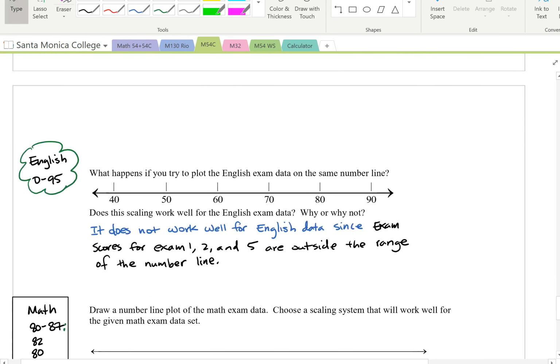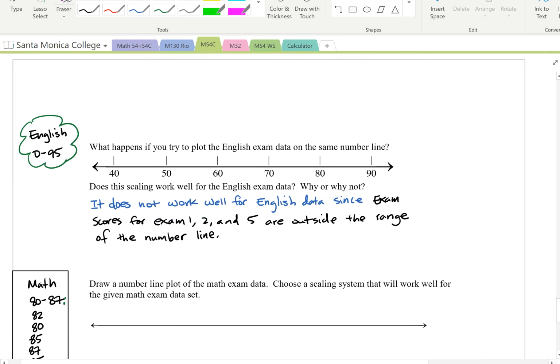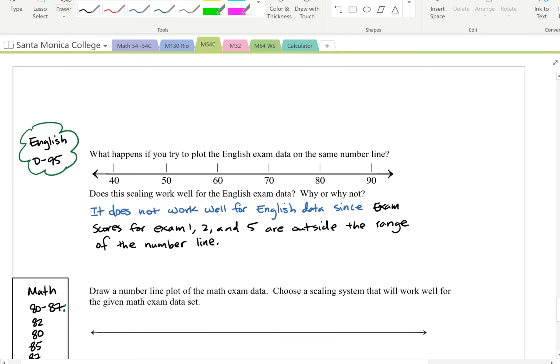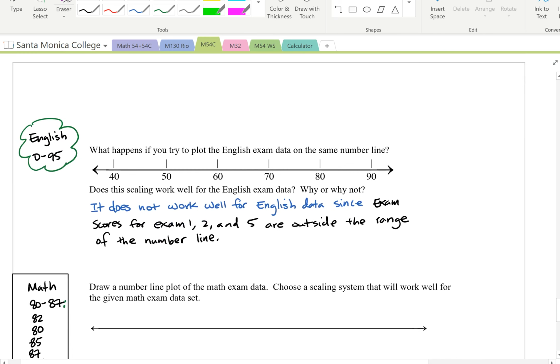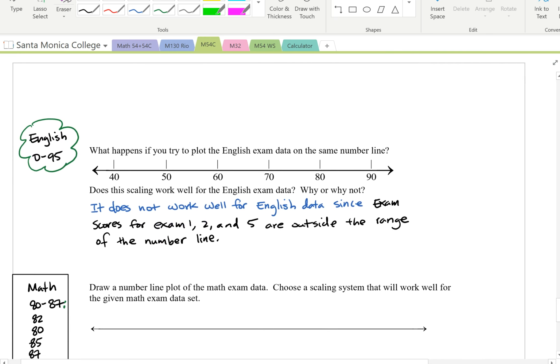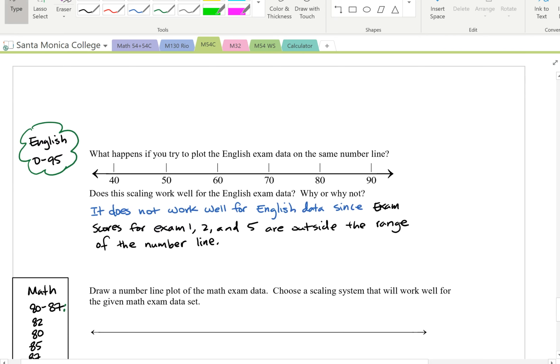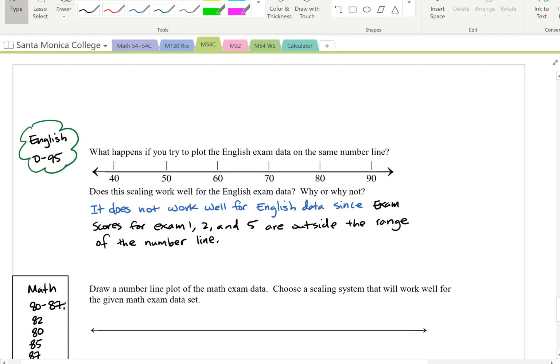Okay, let's look at the next one. What happens if you try to plot the English exam data on the same number line? Again, the English exam scores are between 0 and 95. So that means exam 1, which is 0, is not going to show on the graph. So this graph is not a good plot for English exam scores either, because if I plot them, exams 1, 2, and 5 are outside the range of the number line. Okay, so it's pretty bad.